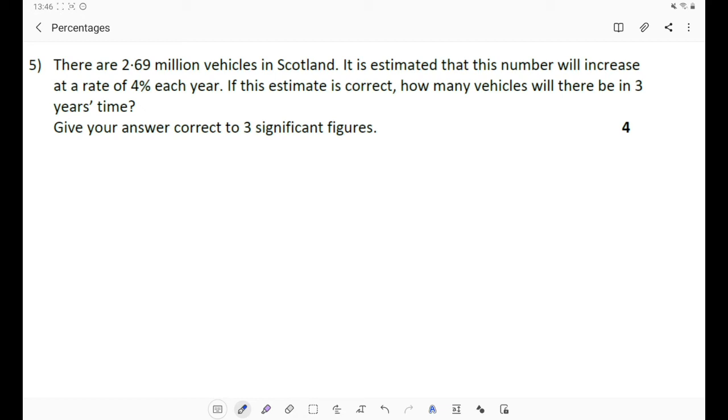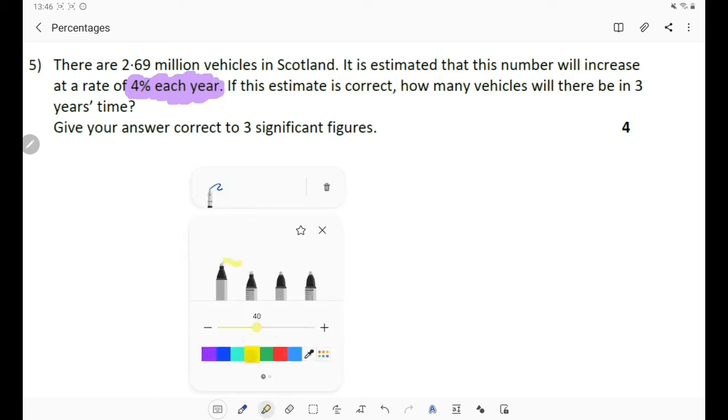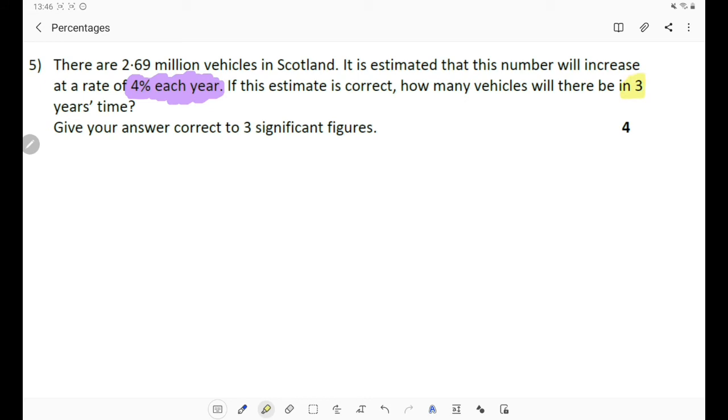So you're thinking, well, what sort of question is this? Your hint comes from the fact it says 4% each year. And it's going to be more than 3 years' time. So it's going to be in 3 years. It's not just 1 year's worth of percent change.